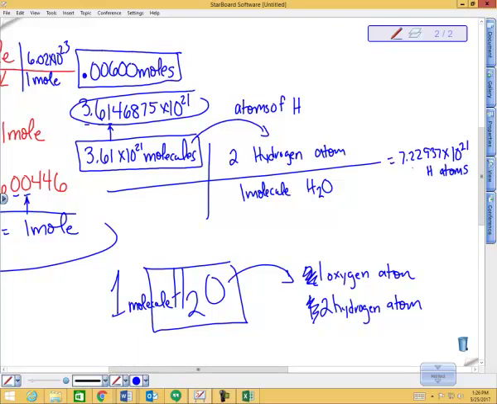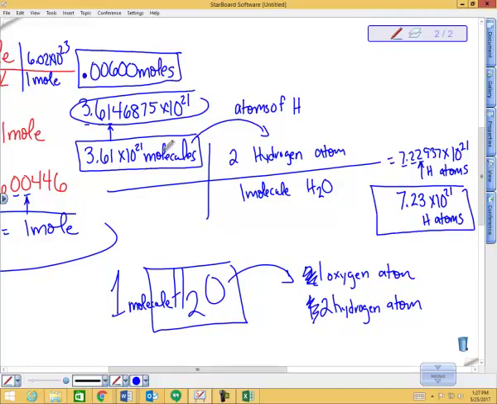But what about sig figs? Maintain those. 1, 2, 3. Do I need to round that 2? Yeah, so this is actually going to be 7.23 times 10 to the 21st, and that would be hydrogen atoms. So that's how many hydrogen atoms you have.